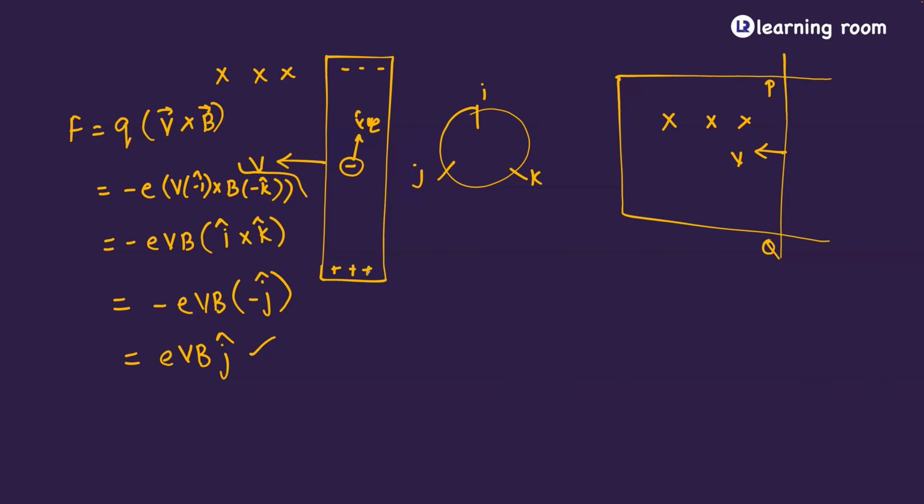Are you able to understand? Right? So this also clearly validates that P is going to be negative and Q is going to be positive. Okay? Yes. So just make a note of it.